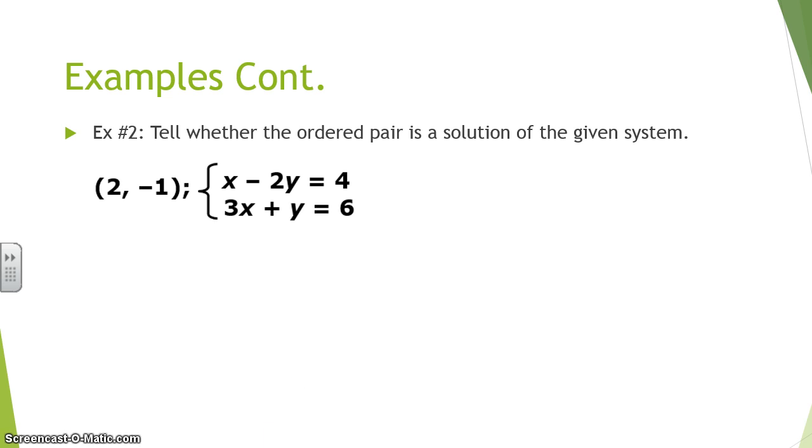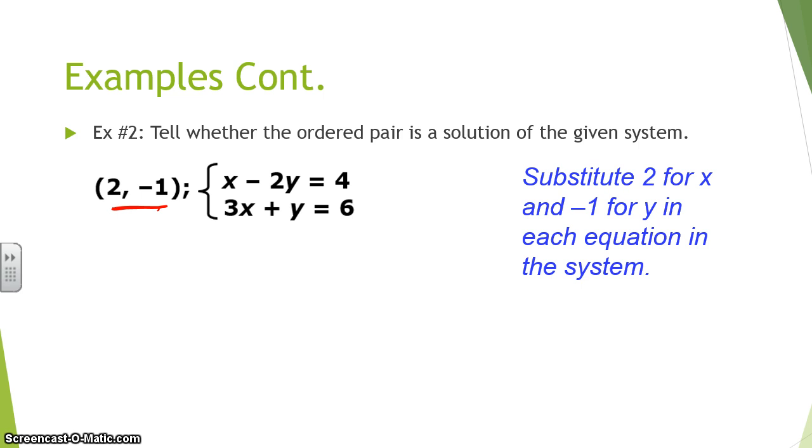Let's do another example very similar to the first. We're going to tell whether the ordered pair (2, -1) is a solution of the given system. So here again we have two equations. I'm going to substitute 2 for x and -1 for y in each equation of the system. My first one is x - 2y = 4. I'll substitute 2 for x and -1 for y. So we have 2 minus 2 times negative 1, and we need to determine if that equals 4.